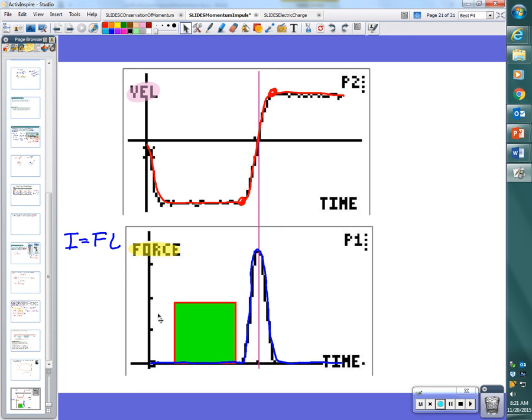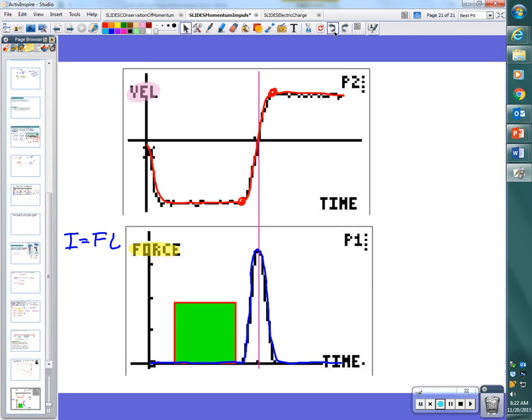Force. So if we find the area of this square, length times width, or height times whatever, multiply the two sides. On this graph, that would represent force times time. Yes? And what is force times time? Impulse. So if that square was representative of the force that was occurring during that time, we could find the impulse by finding the area.